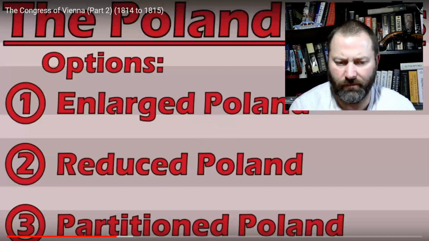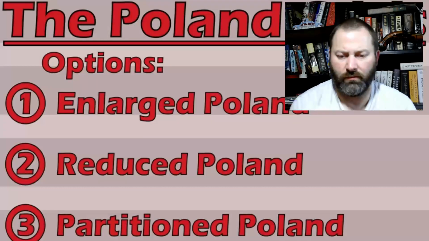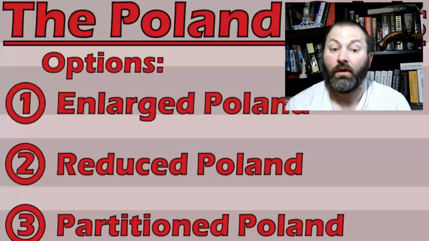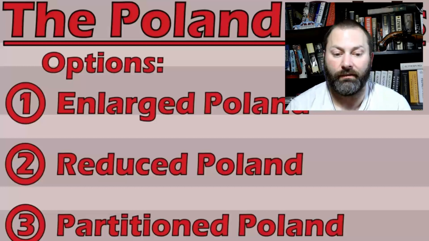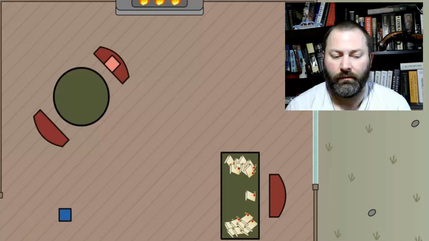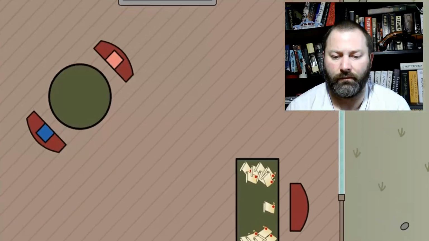Notice that there was no option in which Russia got to keep all of Poland. That was on purpose. Talleyrand was selected to go and present these options to the Russian Tsar.